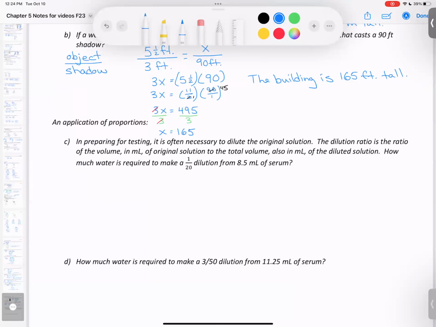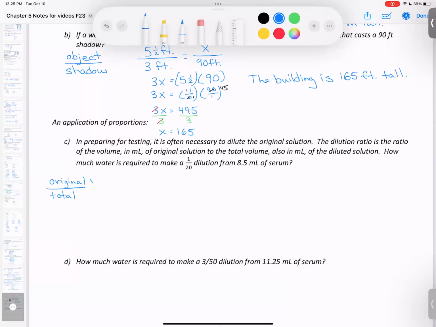So if we want to know how much water is required to make a 1 in 20 dilution from 8.5 mL of serum. So our 1 in 20, that's like our original amount. We could call it original concentrate, original amount, over the total volume of the dilution. Okay.